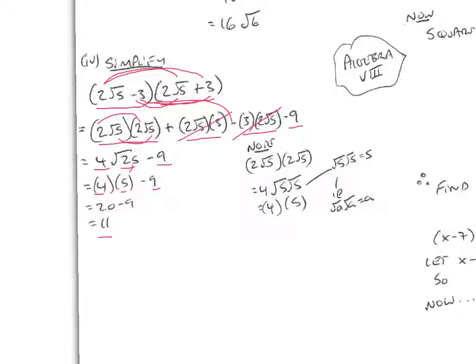So just be careful, just so you know what's going on here. 2 root 5 by 2 root 5 is the same as 2 by 2 is 4, root 5 by root 5. And we know that root a by root a is a. Okay, it's there. So that's 4 by 5 gives us the 20.